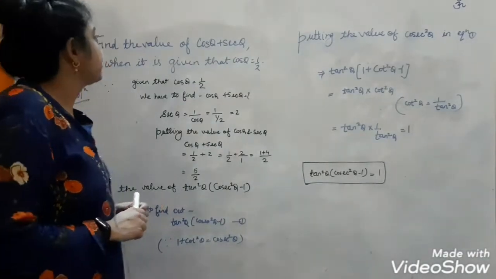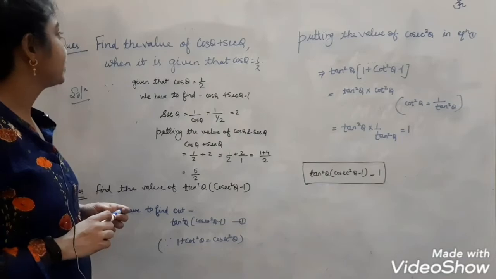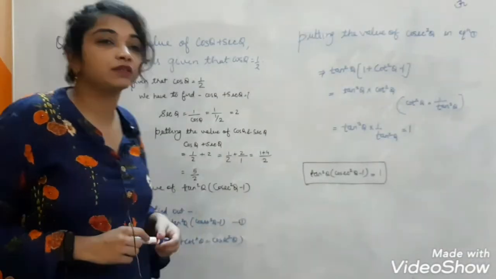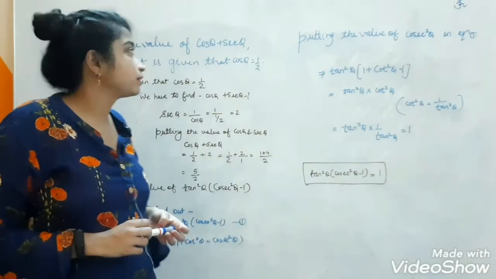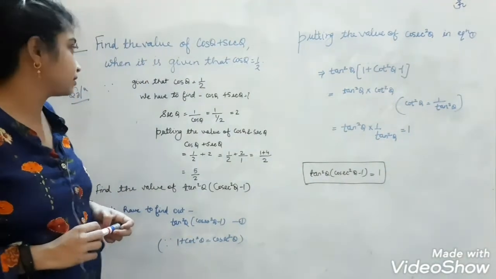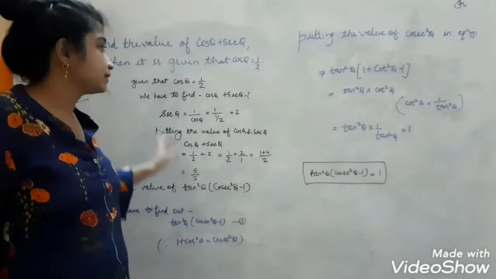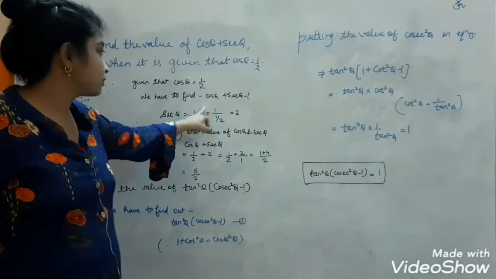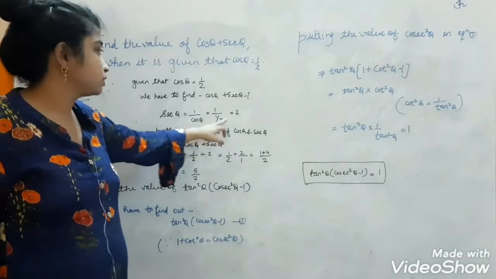Another question is, find the value of cos theta plus sec theta when it is given that cos theta is equal to 1 by 2. In this question what we have given the value of cos theta and we have to find out the value of cos theta plus sec theta. So what we know that sec theta is equal to 1 by cos theta. So it will be equal to 1 upon 1 by 2, which is equal to 2.